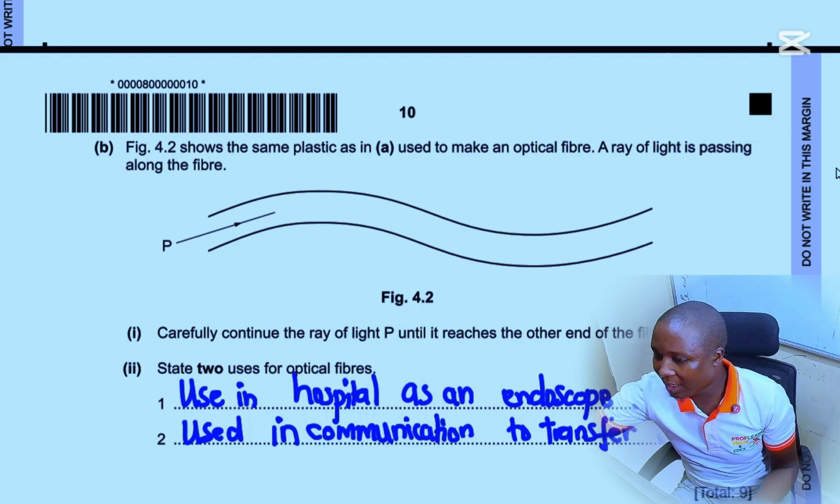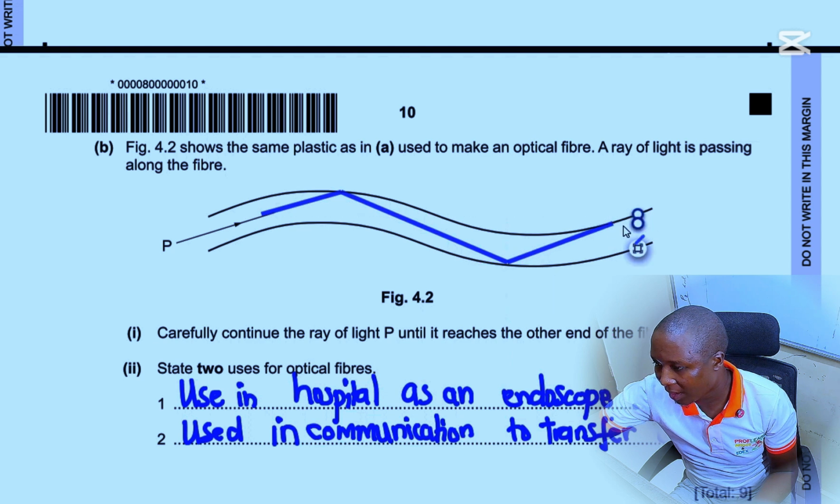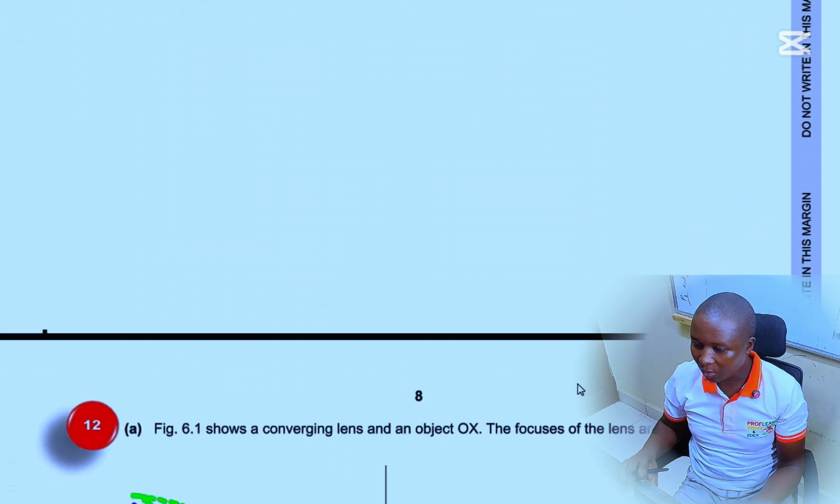In the event they tell you to draw how light travels through, it goes like that. To move this way, it undergoes total internal reflection. At this point, when that light reaches there, it's reflected, and then eventually that light gets out like that. So that's basically what we shall talk about.